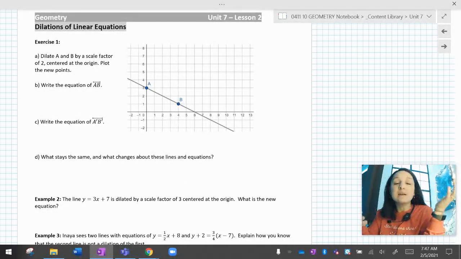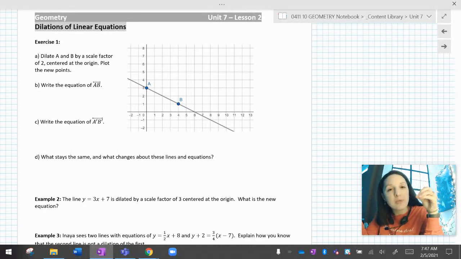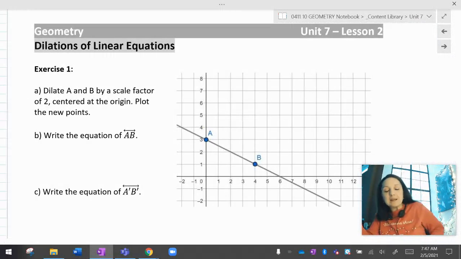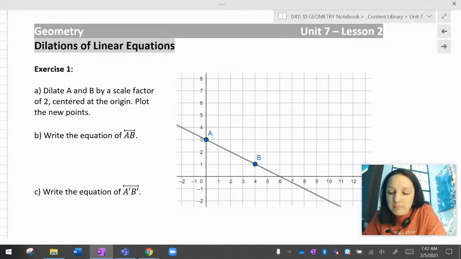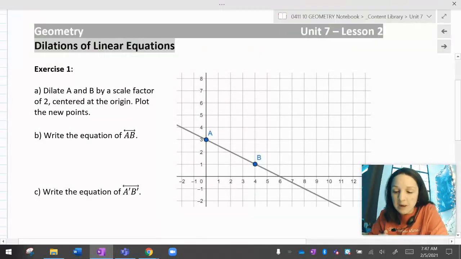Well, if you want to dilate something other than a point on the coordinate plane, like a line or a segment, you do much the same thing, but how that affects the equation is what we're going to figure out today. So, if I want to dilate a linear equation, it says dilate A and B by scale factor 2, centered at the origin, and plot the new points. So let's go through this exercise and see what happens.